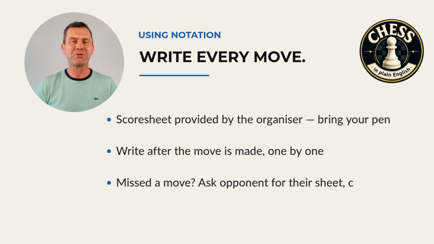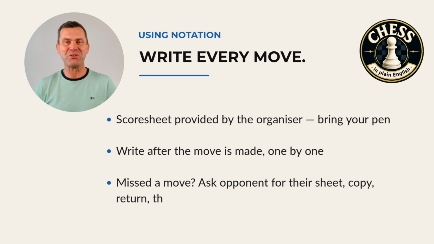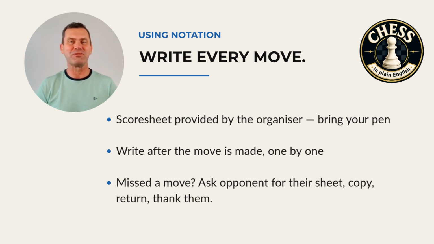One warning from personal experience. In exciting positions, it happens that you miss a move or two. The position gets sharp, the clock is running, adrenaline takes over, and 3 moves later you look down at the score sheet and find a gap. Or worse, you notice you have been writing white's moves in black's column. That is what often happens to me. Your attention went entirely to the board. Ask your opponent for their score sheet, copy what you missed, return it, and thank them.